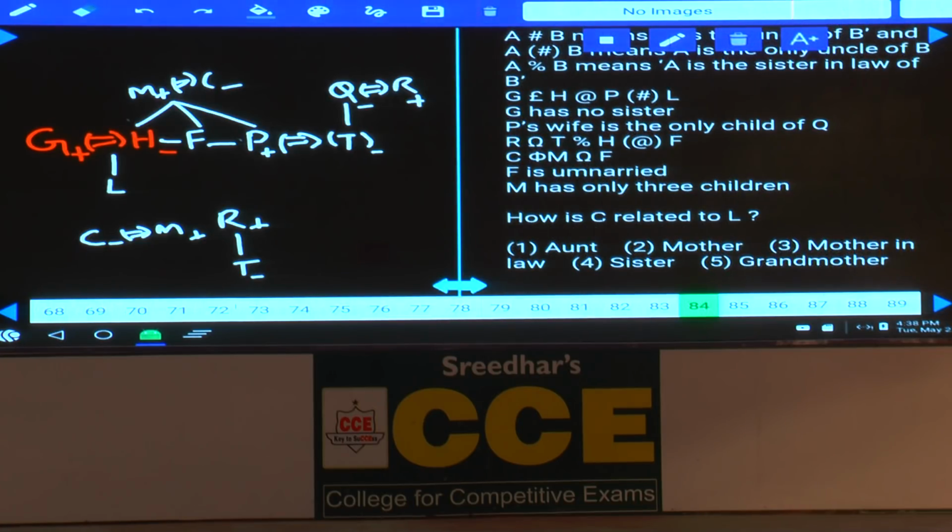Then question number 84, how is C related to L? Tell me, how is C related to L? L's mother is H, so mother's mother is grandmother, choice 5. Then question number 85, how is Q related to P? Now P's wife's mother. Wife's mother means spouse's mother, mother-in-law. Mother-in-law, that is choice 3. Now 85 is choice 3.